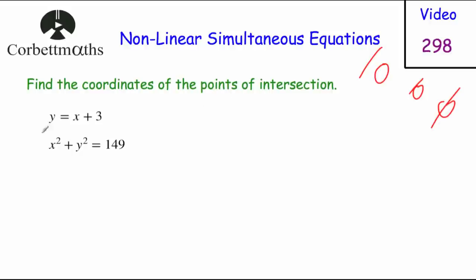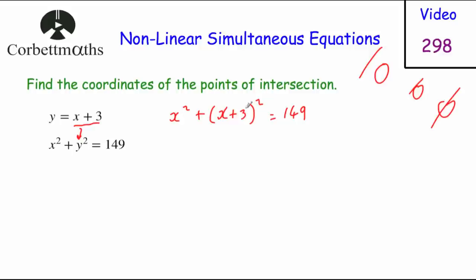And we're going to solve these simultaneous equations. Now this time we don't have a y equals and y equals, so this time we're going to use an approach called substitution, because we know that y equals x plus 3. So in this second equation, this circle, this x squared plus y squared equals 149, we know this y is equal to x plus 3. So let's write that out. We could have x squared plus, and instead of y squared, we're going to put a bracket and write x plus 3, close brackets, squared, equals 149. So we've substituted this x plus 3 into here for the value for y.